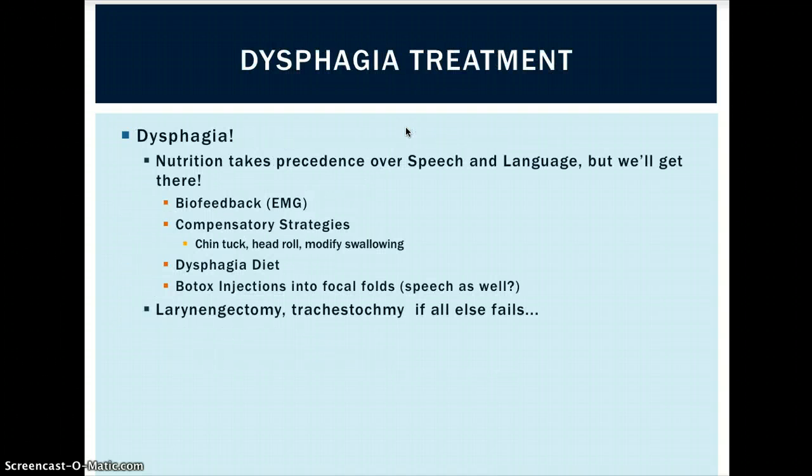So, before we even get to speech and language, it's important to really treat that dysphagia. Nutrition will always take precedence over speech and language services, but don't worry, I will touch on those later. I'm not going to get into too much detail for dysphagia, but biofeedback and teaching compensatory strategies are just a couple ways to improve swallowing. There's also ways to modify the diet, giving them easier things to swallow, and in some cases, Botox injections into the vocal folds will help with this. And we can also see that help with phonation. And if all else fails, a laryngectomy may have to be conducted if they are unable to improve after swallowing treatment.